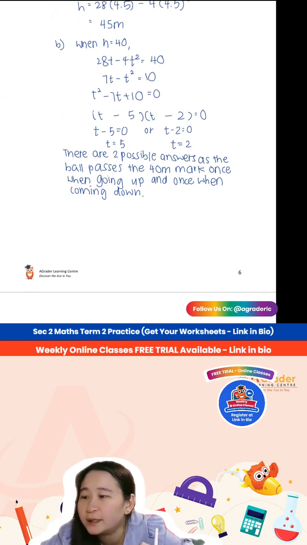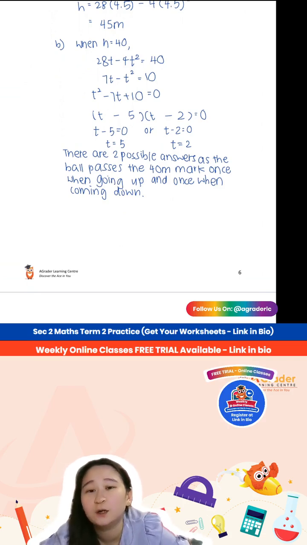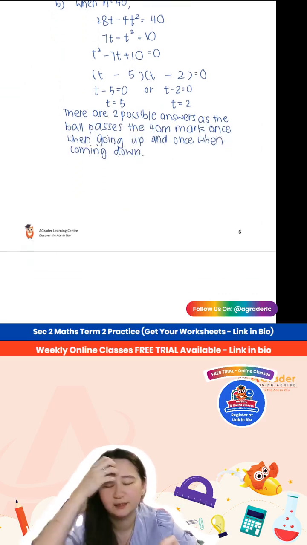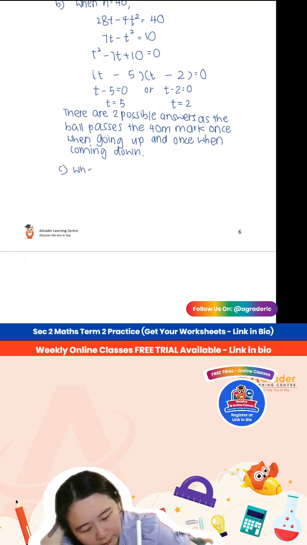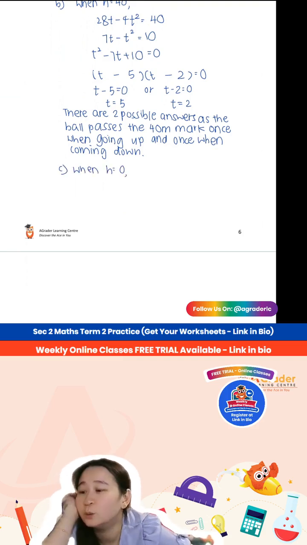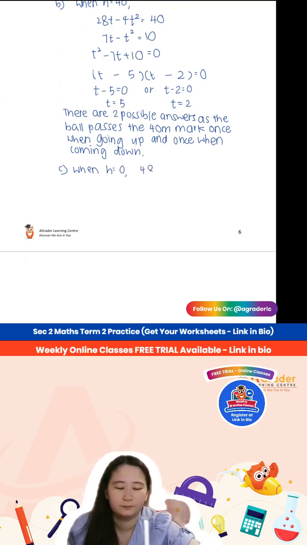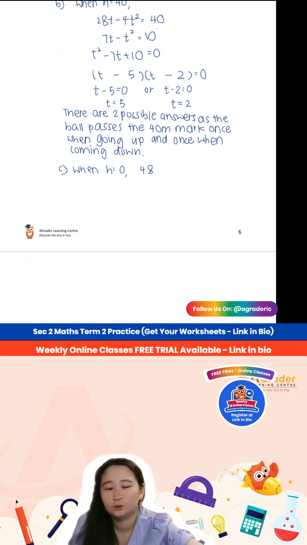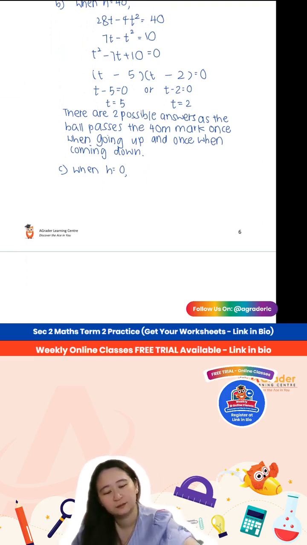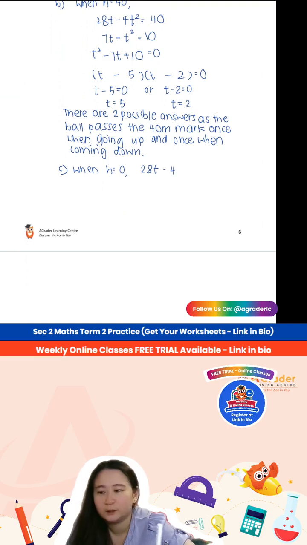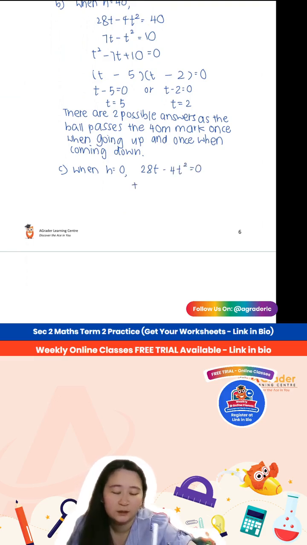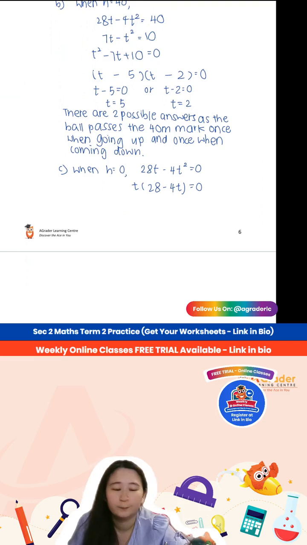Part C, find the time taken for the cannonball to reach the ground. Meaning when it reaches the ground, my height is 0, so I have to find the value of t when h is 0. So when h equals 0, I have 28t minus 4t squared equals 0. Then you factorize out t, you have 28 minus 4t equals 0.